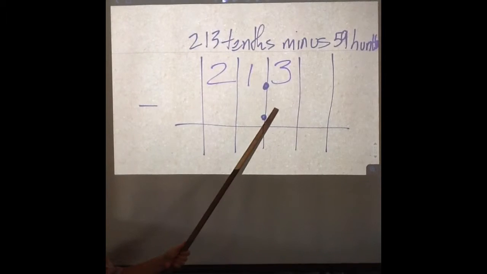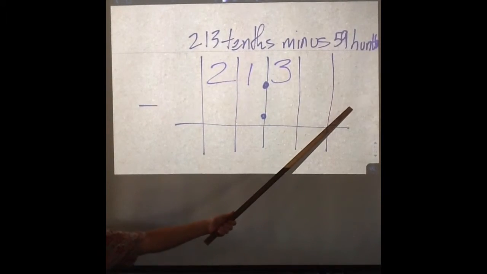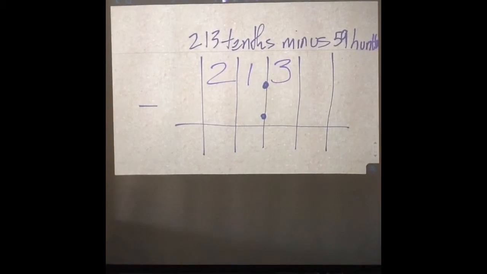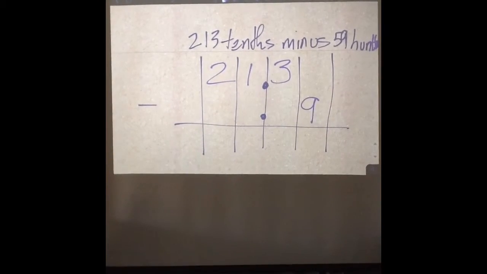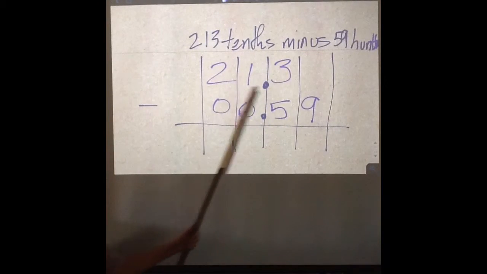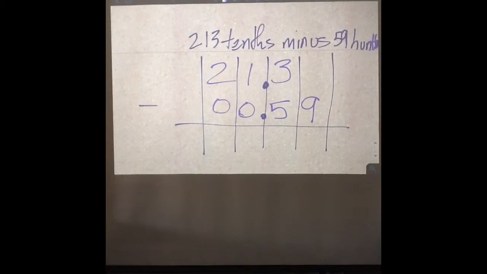Is this the hundredths spot? No. Is that the hundredths spot? No. Is this the hundredths spot? Yes, so I'm going to put the 9 there. And then I'm going to put the 5 where? Below the 3, right. Good job. And then I'll just put in zeros over here, okay? Because they're blank, right? Should I put a 0 anywhere else? Yes, above the 9. Good job.